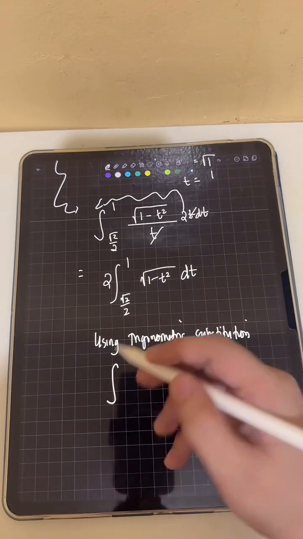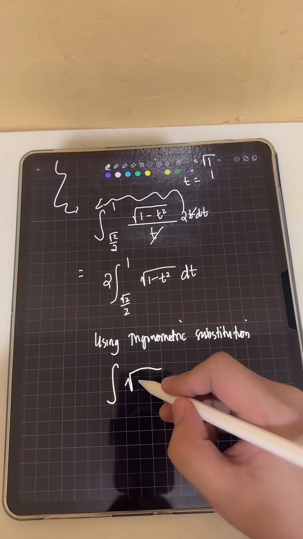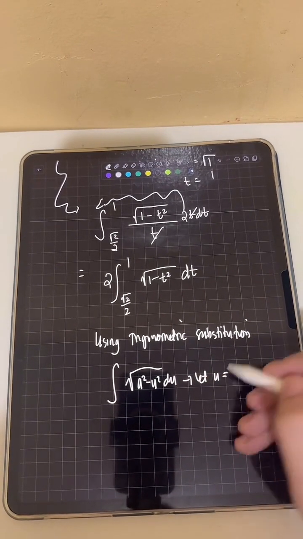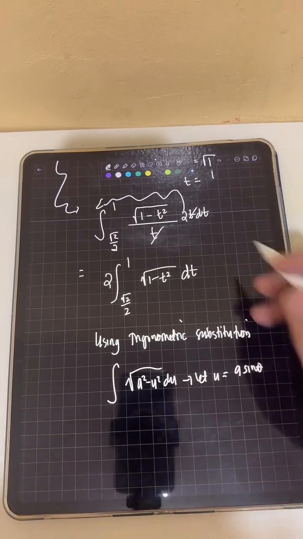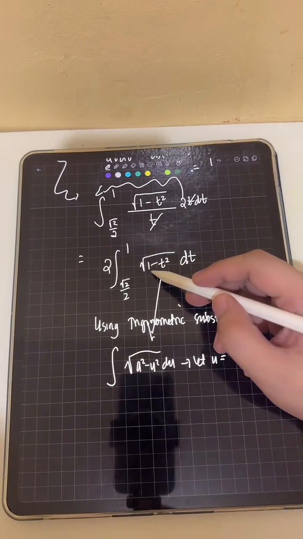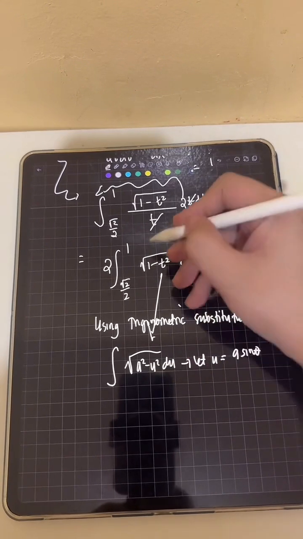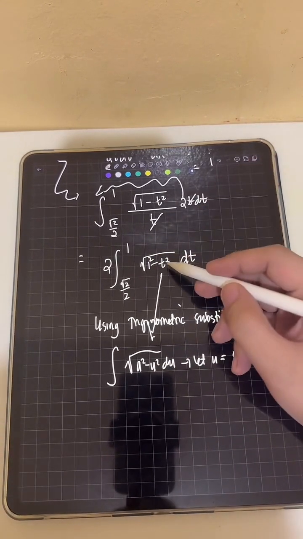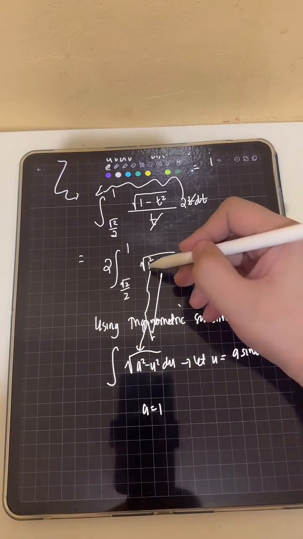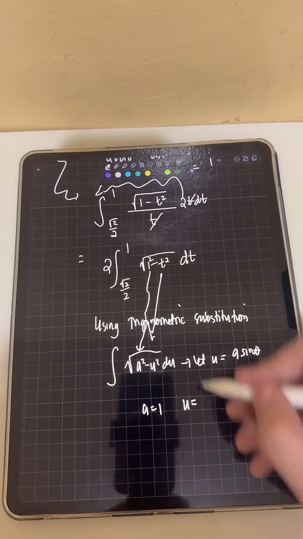remember one case of the trigonometric substitution is if we are given the integral of the square root of a squared minus u squared du, we can let u equal to a sine theta. So we can pattern the given integral to this form, right? Because we have a constant minus a variable squared. So you can write 1 here in a squared form as 1 squared. So comparing the given integral to this form, we will have a equal to the constant base 1 and we will have u equal to the variable base t.